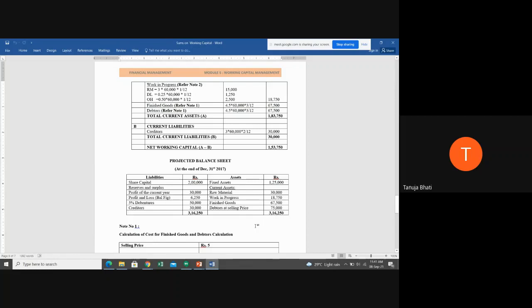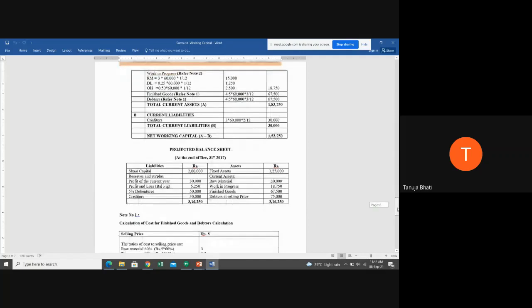So what value you have to take for the debtors is 5 into 60,000 into 3 by 12. Whenever you're showing it in balance sheet, you're going to take debtors at selling price. The selling price is 5. So instead of 4.5, you're just going to keep 5 into 60,000 into 3 divided by 12. You get 75,000. So this is how you are going to calculate the debtors at selling price.